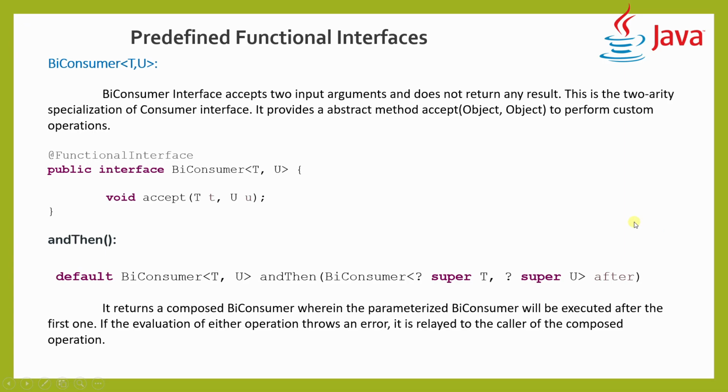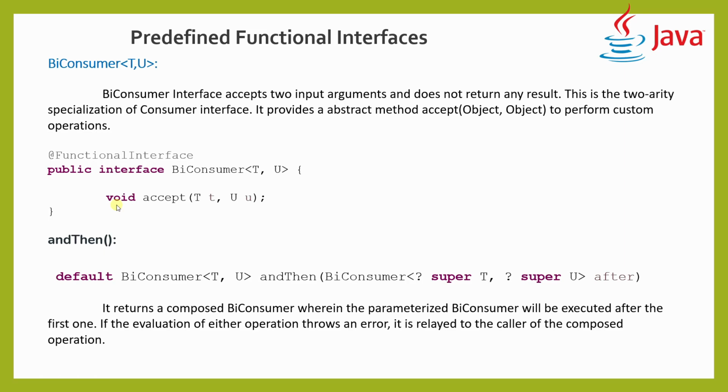It is a two-arity specialization of the Consumer interface, which means two input arguments are taken. It provides an abstract method accept, so object 1 and object 2 it will take. T is the first object and U is the second object to perform the custom operations. As you know, BiConsumer is also a functional interface. It has the abstract method. This is the syntax of the BiConsumer.